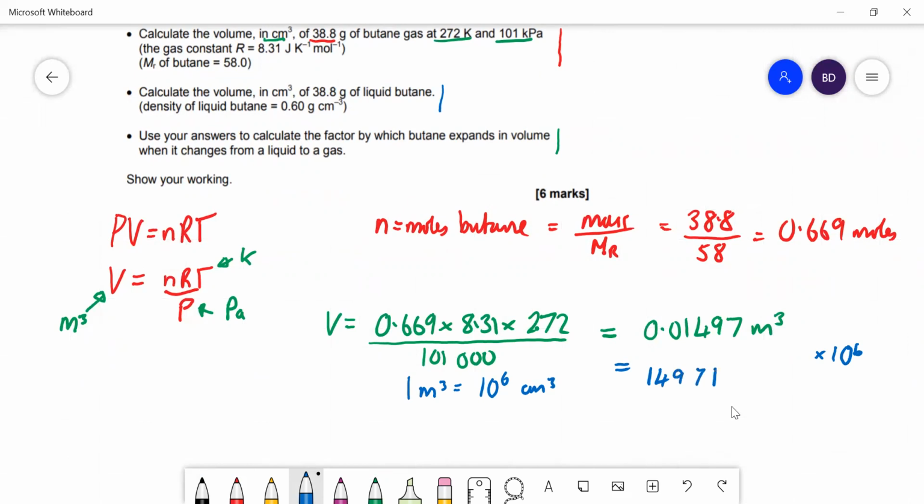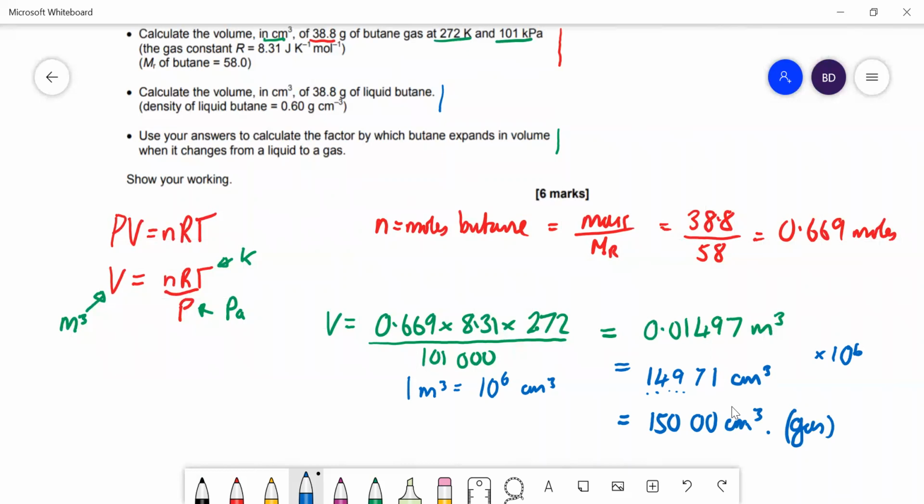149,071 centimeters cubed. Now, I normally would not leave that to that silly number of sig figs, which is 5 sig figs. We're going to use it later on, so maybe you should round it. Maybe you're not going to knock marks off anyway, but I will round it up. That's going to be 3 significant figures, 150,000 centimeters cubed. That's the volume of the gas.